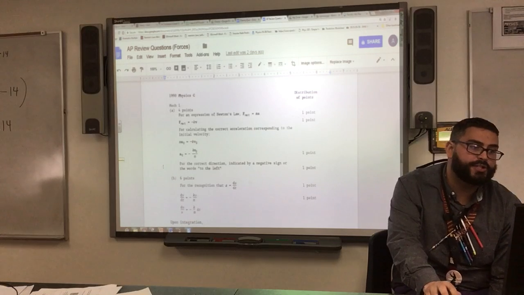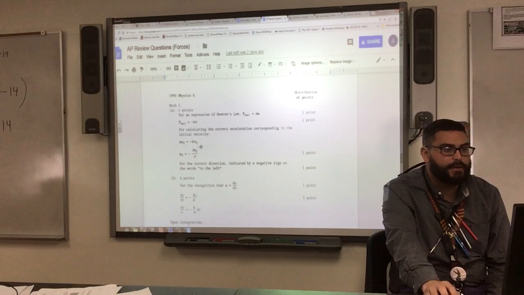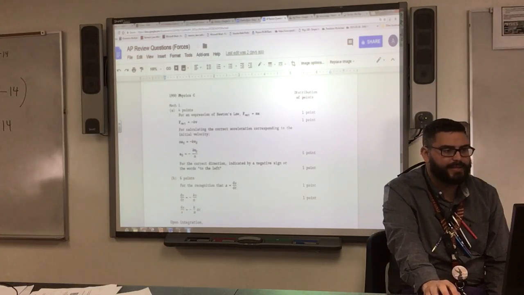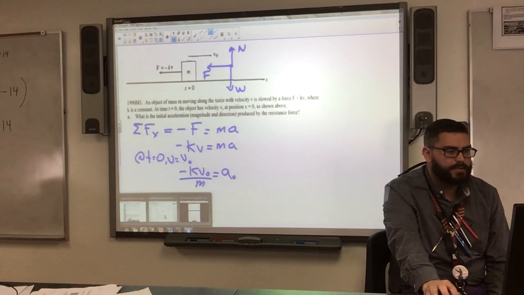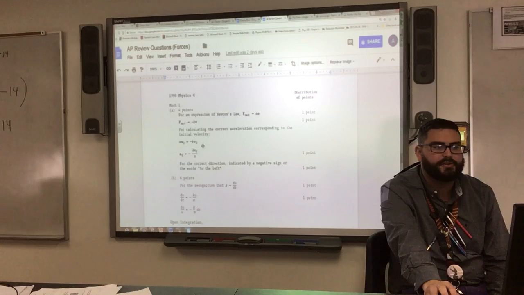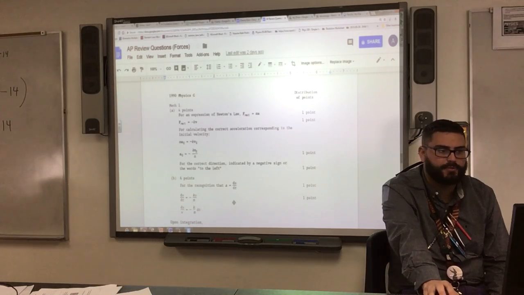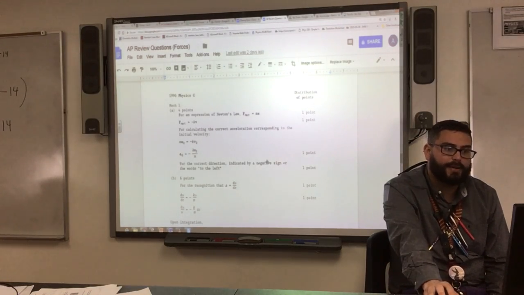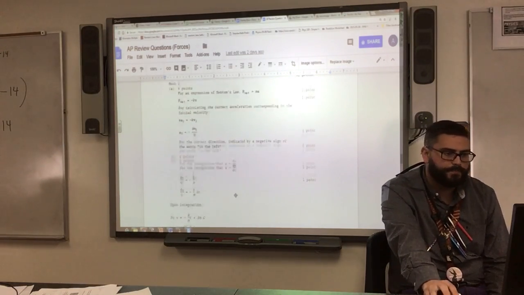For calculating the correct acceleration corresponding to the initial velocity, so you're literally setting them equal to ma initial and kv naught, which is what we did here, you get a point. Let's take a look at those signs really quickly. Notice they didn't put that negative in the A, right? The reason is so that the sign of the force will tell them the sign of the acceleration. They didn't assume which way the acceleration is. For the correct direction, indicated by a negative sign or the words to the left, they got a point. So we would have done really well.